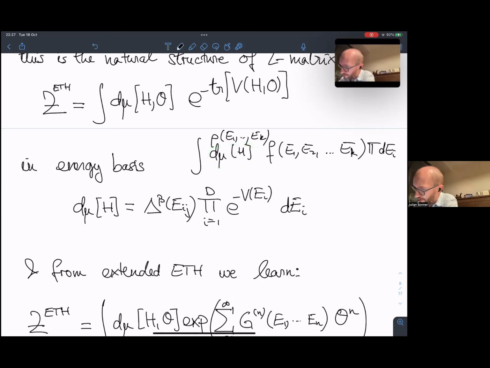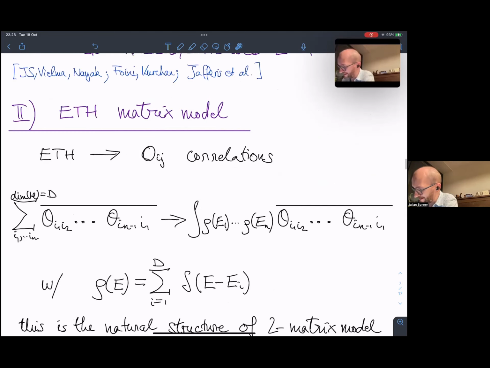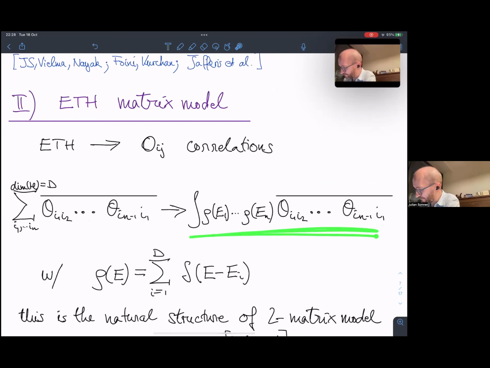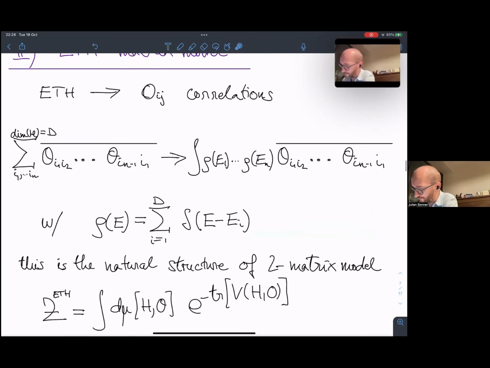And then at leading order in the matrix model, this ρ will factorize into ρ of E1 up to ρ of E_K. So the point I want to make is that if we integrate with this measure, dμ of H that I defined, against any smooth function of energy eigenvalues E1 up to E_K, you precisely produce an integral over the spectral density. You marginalize over all the energy eigenvalues that don't appear, and you get precisely the kind of integral that I wrote here. This technically works, and so therefore it's the right choice.